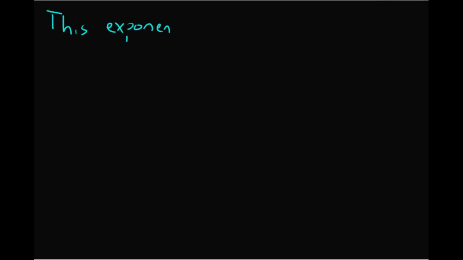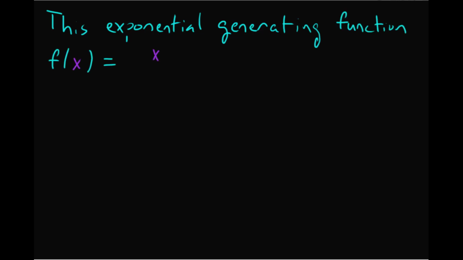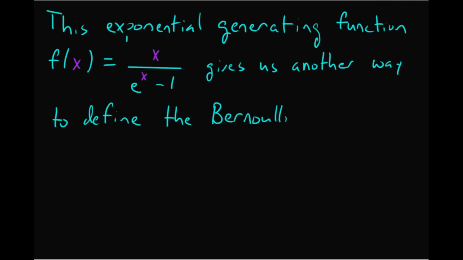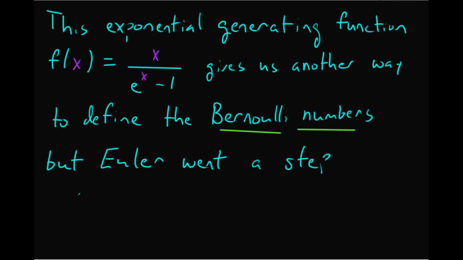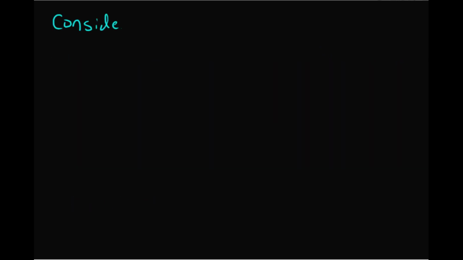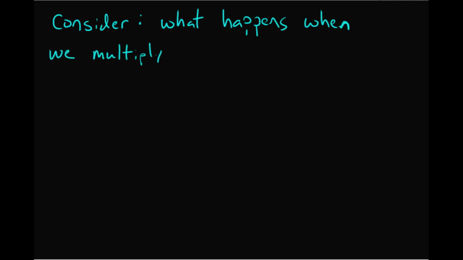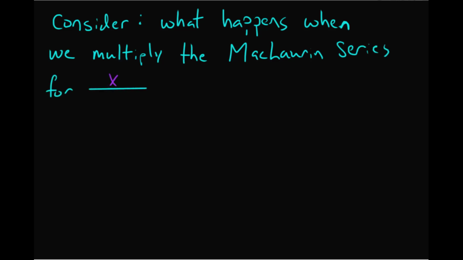So the moral of the story is this really works. So this exponential generating function f of x, which equals x over e to the x minus 1, gives us another way to define the Bernoulli numbers, instead of just using a recursive definition. But Euler went a step further, and he did that by asking the question, what happens when we multiply the Maclaurin series for x over e to the x minus 1 by another copy of e to the x, but I'll use a different variable here. I'll call it by e to the y.